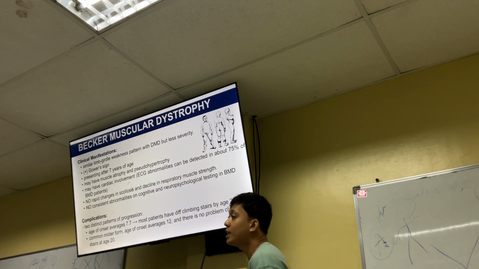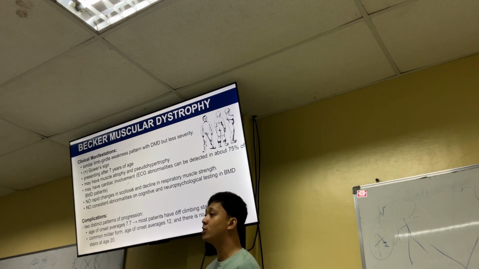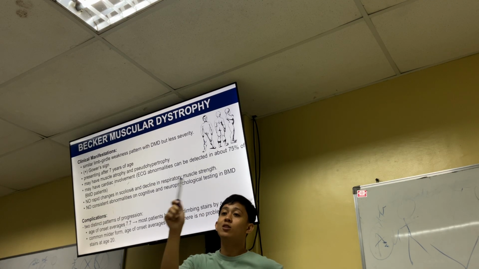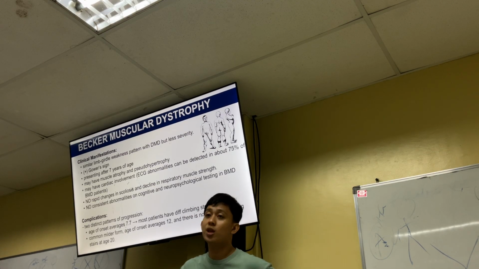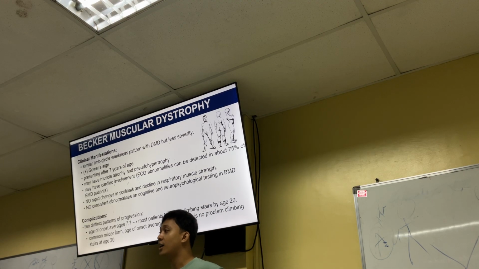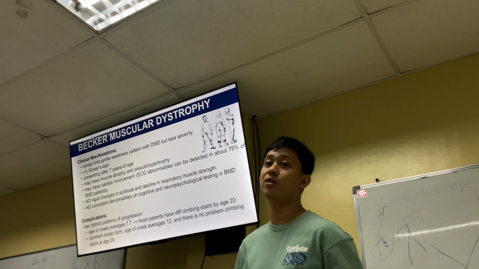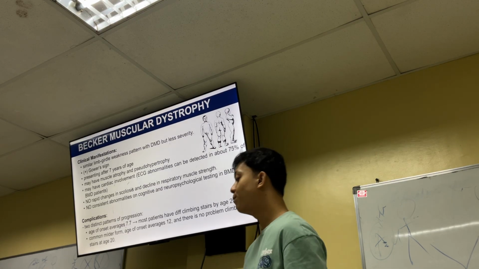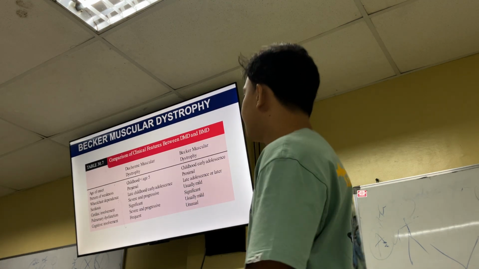If diagnosed at a younger age with Becker, the patient usually has difficulty climbing stairs by the age of 20, with severe muscle weakness. But if diagnosed at 12 years old, the patient's functionality, strength and ambulation develop more, and there is no problem climbing stairs at age 20. It still depends on the clinical manifestation and age of onset, same as Duchenne.